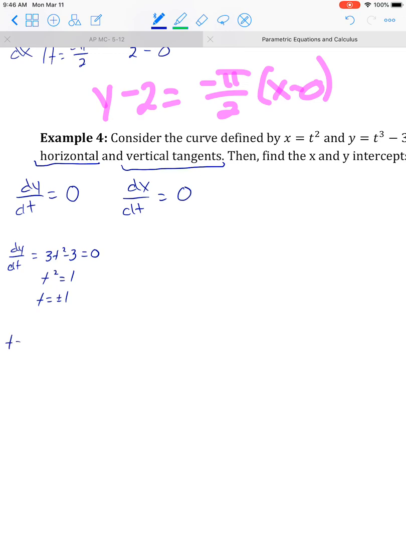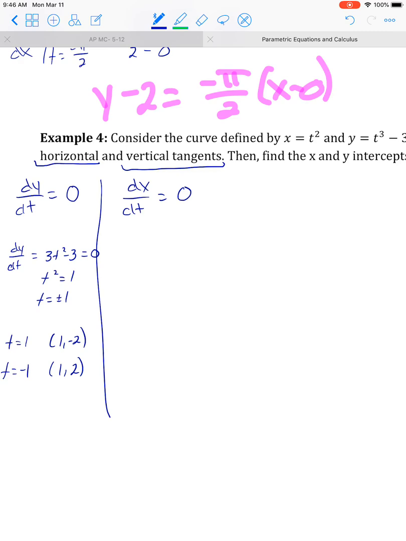So I need to now plug in t equals 1 to my x and my y equations. So I get ordered pairs. I'm just going to go ahead and tell you they're (1, -2). Hopefully you can plug in things. And you're going to get (1, 2). So those are my horizontal tangents.